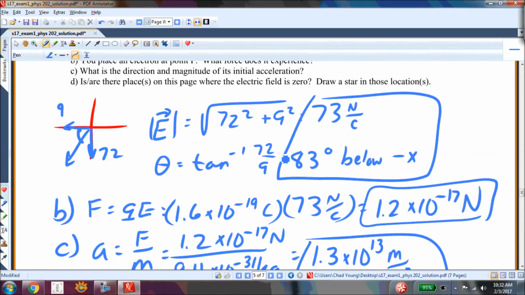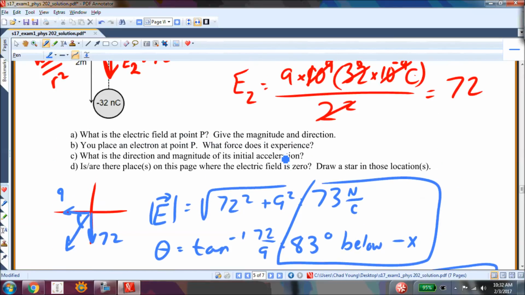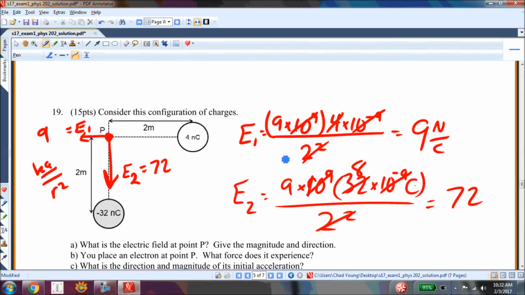Did we answer all the parts? Oh, is there a place where the electric field is 0? Well, let's look at this. Is there a place where the electric field is 0? Well, you know what? It's going to have to be somewhere along this line. I want to be far away from the big charge, but closer to the little charge, so it's going to be like right there, somewhere along those, on that side of the 4 nanocoulomb charge.